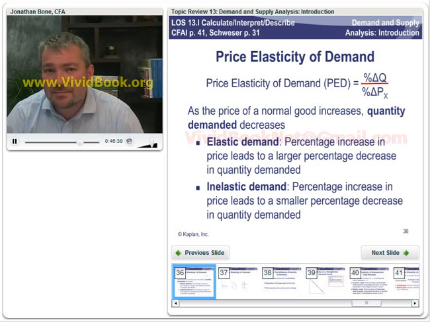demand. Now, if demand is relatively insensitive to prices, i.e. the percentage change in quantity is lower than the percentage change in price, we are talking about inelastic demand.